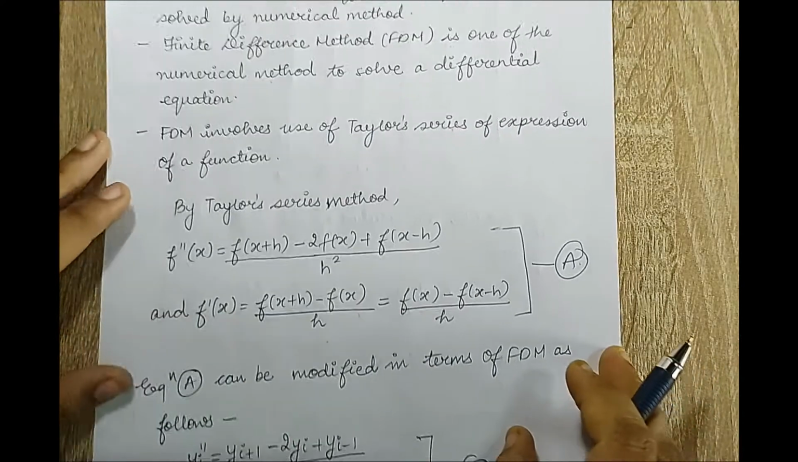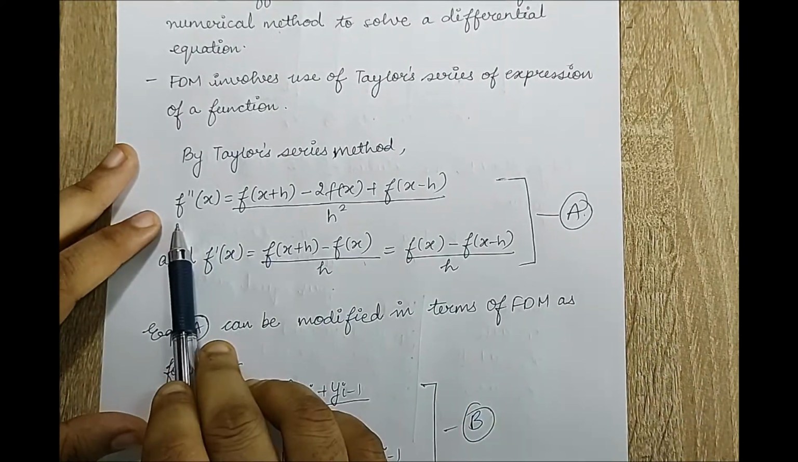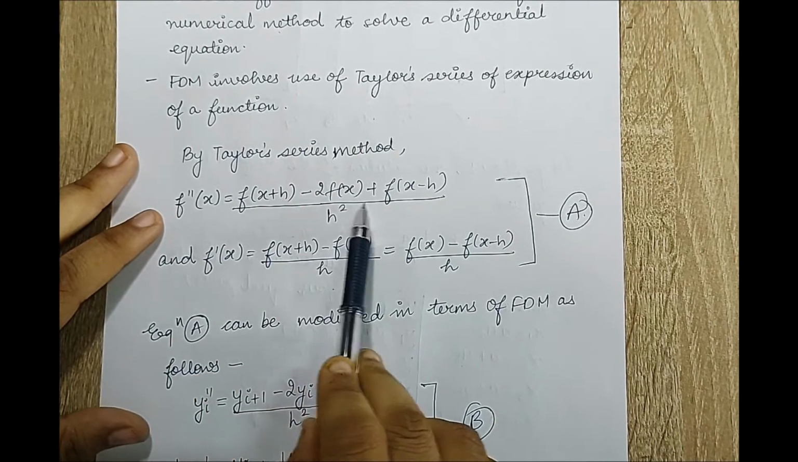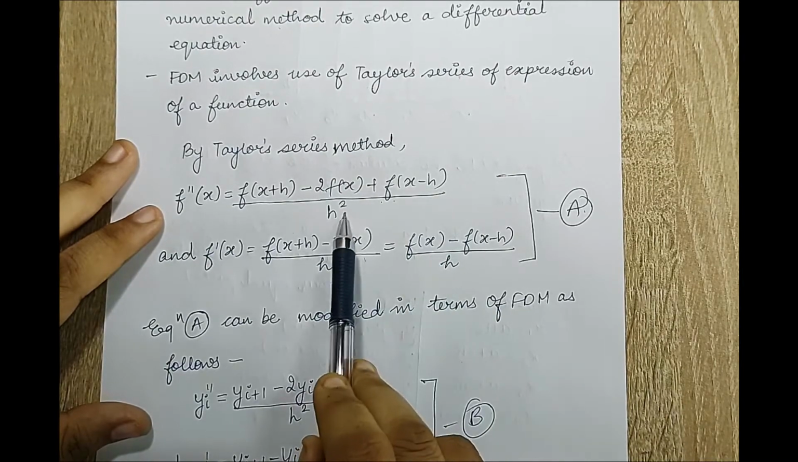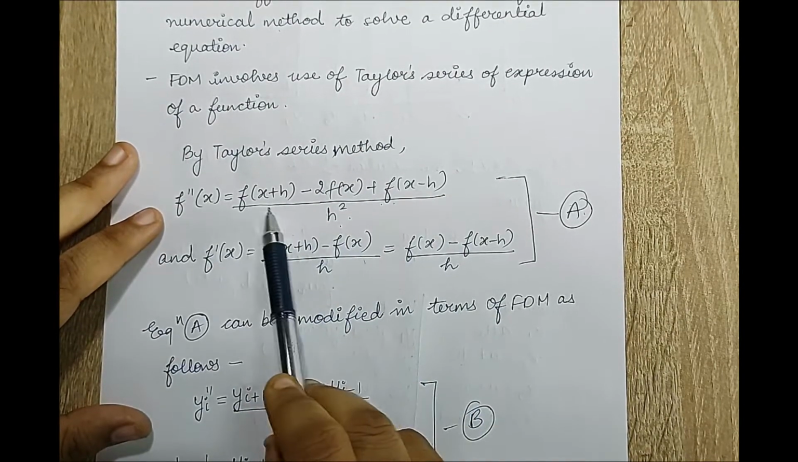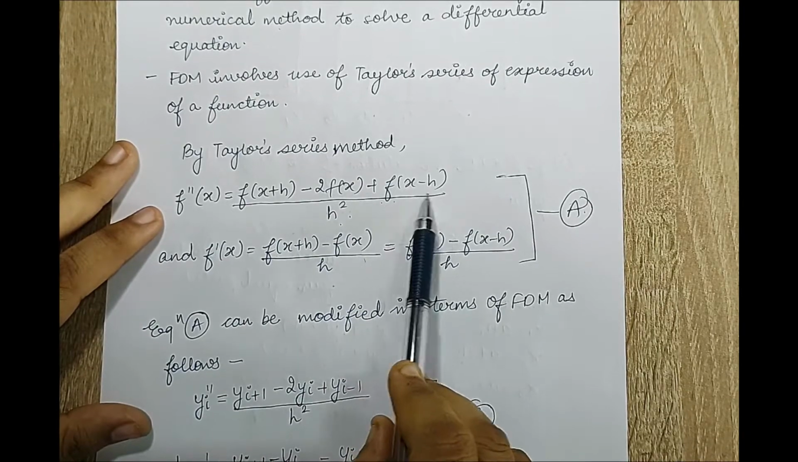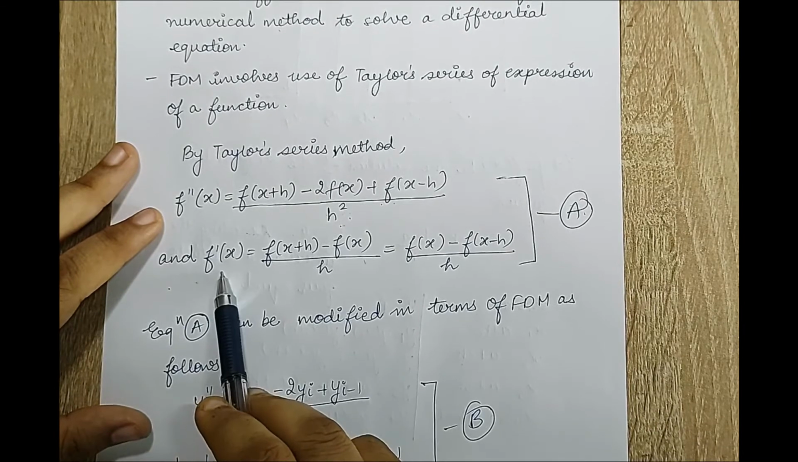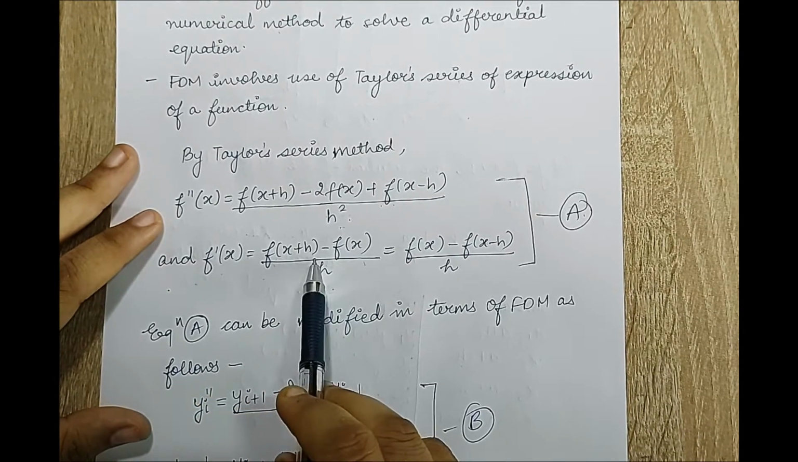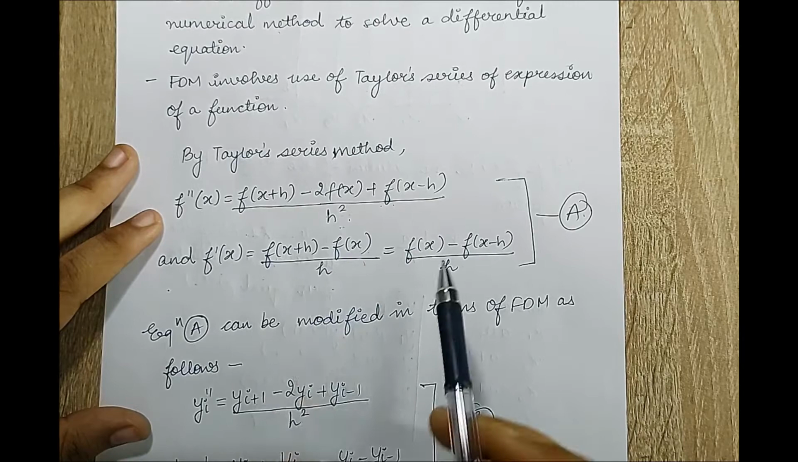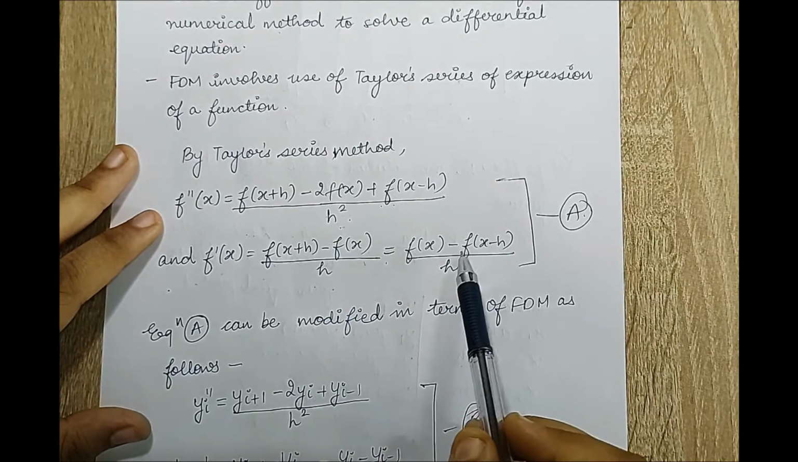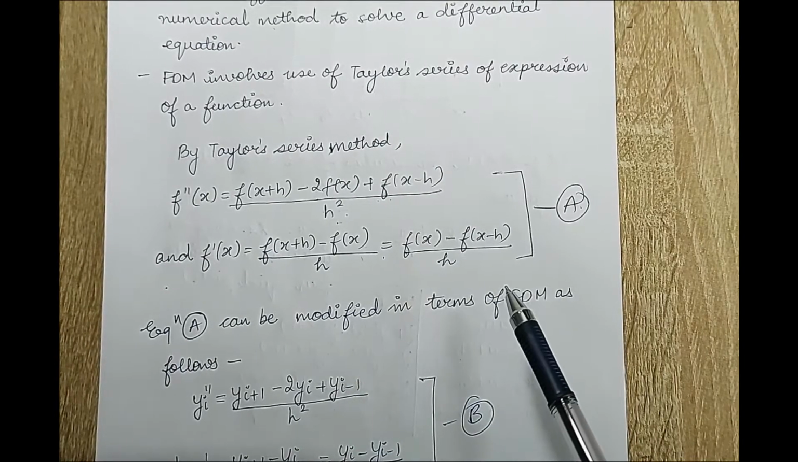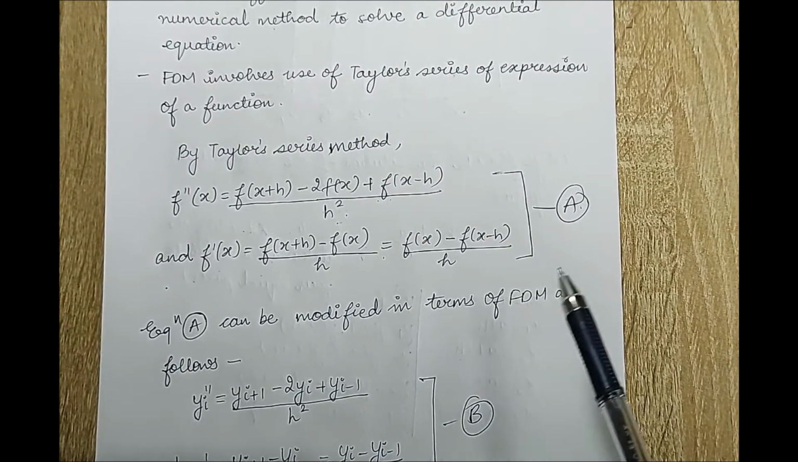You are well versed with the Taylor series method in mathematics, which is written as f double dash x is equal to f of x plus h minus 2f of x plus f of x minus h upon h square. This is nothing but the expansion of f of x plus h and f of x minus h, and when you add both of them you get this equation. Similarly, f dash x is equal to f of x plus h minus f of x upon h, or it can be written as f of x minus f of x minus h upon h. So these equations you have already seen in mathematics. These are equations from the Taylor series method.